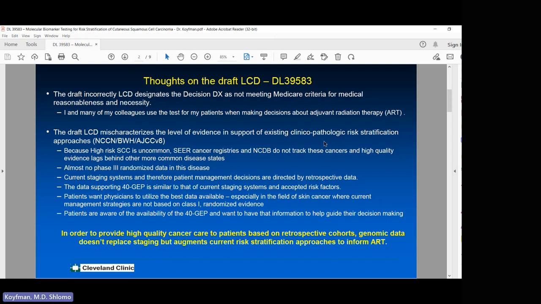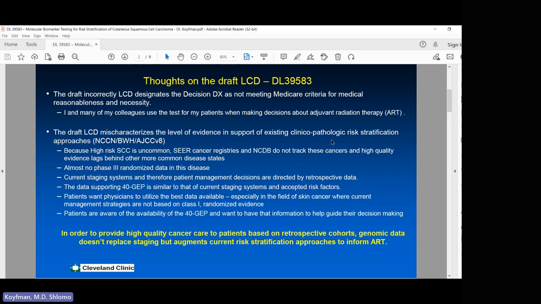And I think there's a lot of nuance in this disease, and the draft LCD mischaracterizes the level of evidence in support of the clinical pathological risk stratification approaches that are currently available. Part of the issue with this disease is that because squamous cell cancer is so common, yet only a small fraction ends up having adverse outcomes, NCDB and SEER don't invest in tracking their data. And because of that, epidemiology is unclear.